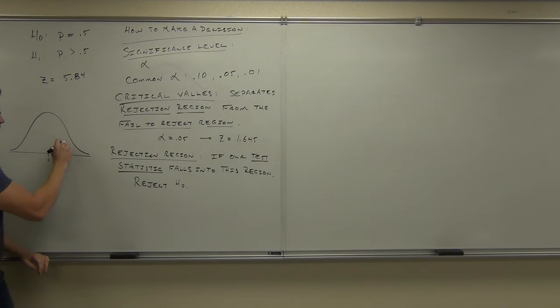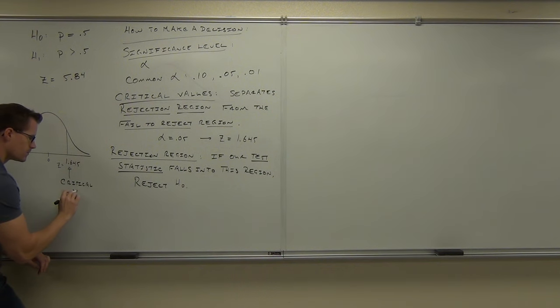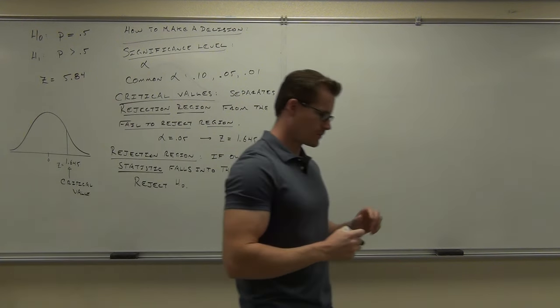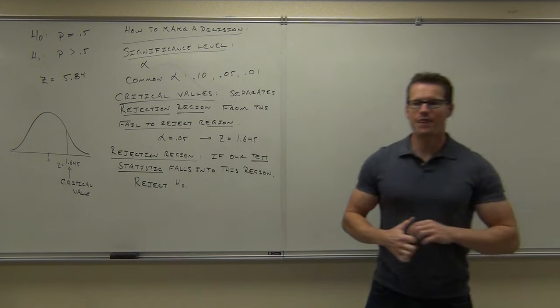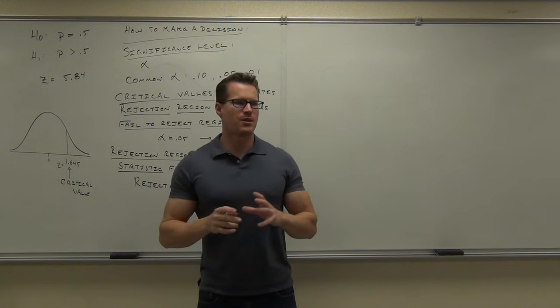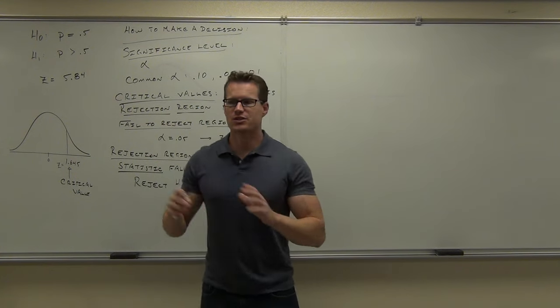So remember, zero is here, 1.645 will be right there. This is my critical value. Write that down in your paper. This is a critical value. Now, what that critical value does that we wrote up here, it separates the rejection region from the fail to reject region. Here's the separation.